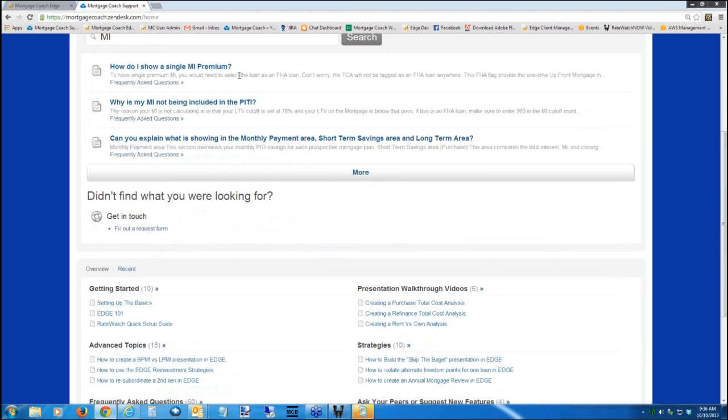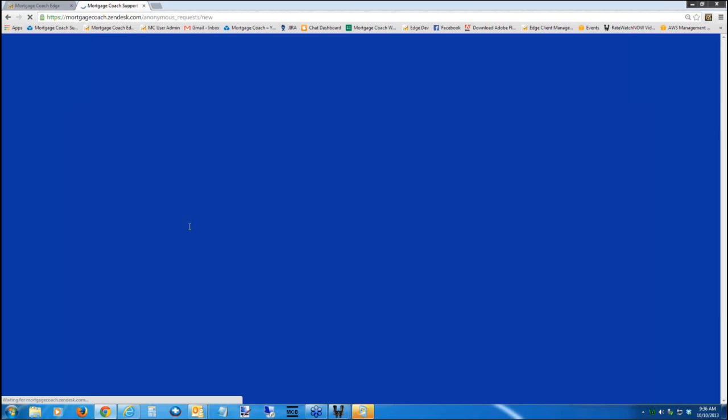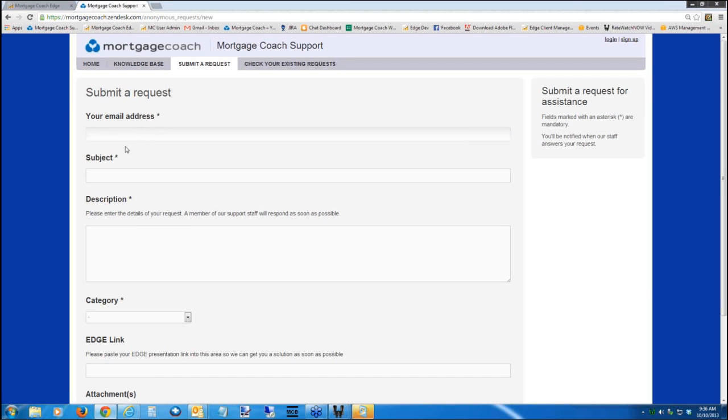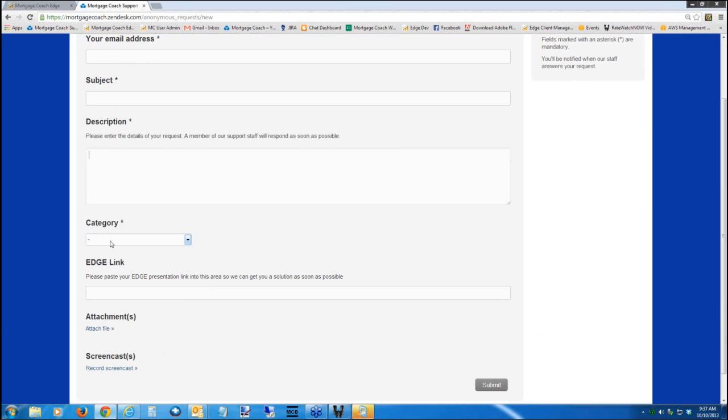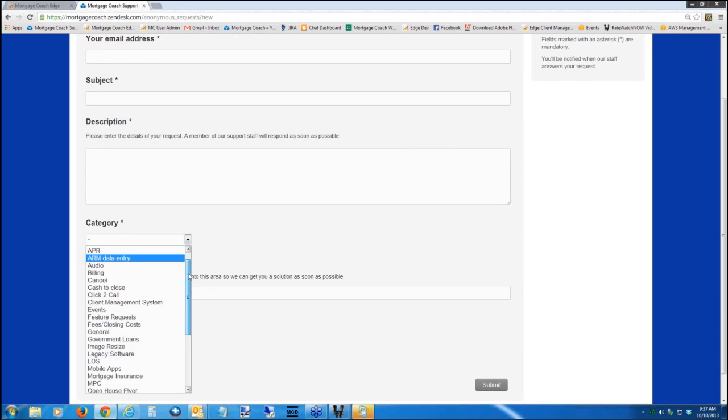Now, if for some reason when you do your search you're not able to find what you need there, you can hit fill out a request form. This will open up a ticket for you, and when you pop in your email address and then start typing a subject line and description, it'll actually start showing you some different videos nearby that might be able to solve your problem. If they don't, that's okay. Don't worry about it. Just make sure to choose a category as to what the problem is.